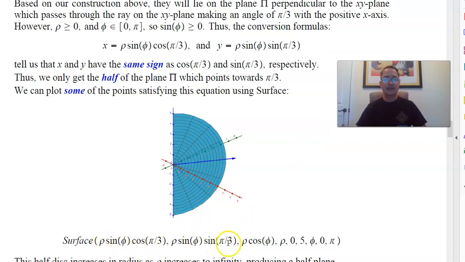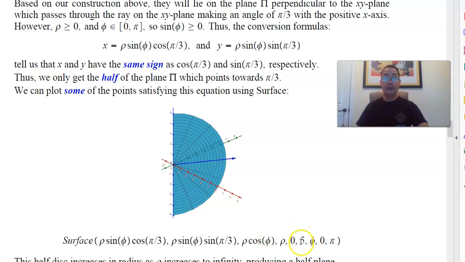Notice that, I told you something about being lazy, right? These are the conversion formulas for x, y, and z. I'm using them in my surface command. Rho can be any positive number, but I'm not sure if it's possible to represent infinity in GeoGebra. I'd rather not mess with it. But phi can be any angle from 0 to pi, so that's why I have this parameter for phi. And of course our theta is constant at pi over 3. So that's in our x and our y.